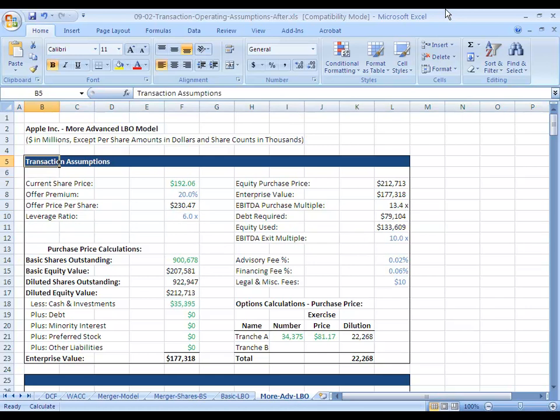Coming up in the next lesson, we'll be getting into the debt assumptions, and this will be one of the key lessons in this course because the debt that we're going to use is going to be more complex than what we saw in the more basic LBO model, and we'll have to get into some of the differences between different types of bank debt and different types of high yield debt. So that's what we'll be doing in the next lesson.